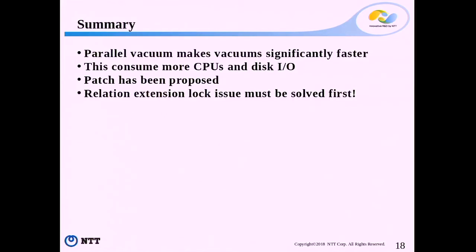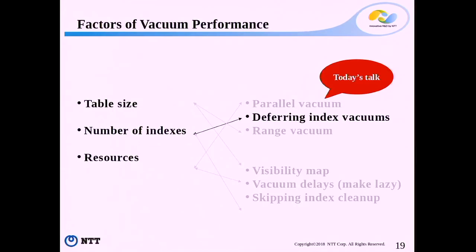And a summary for parallel vacuum. Parallel vacuum made the vacuum significantly faster, but please note that this consumes more CPU and disk I/O. And a patch has been proposed, but I must resolve the relation extension lock issue first. And I hope that this feature will be committed to PostgreSQL. So let's move on to the next topic.